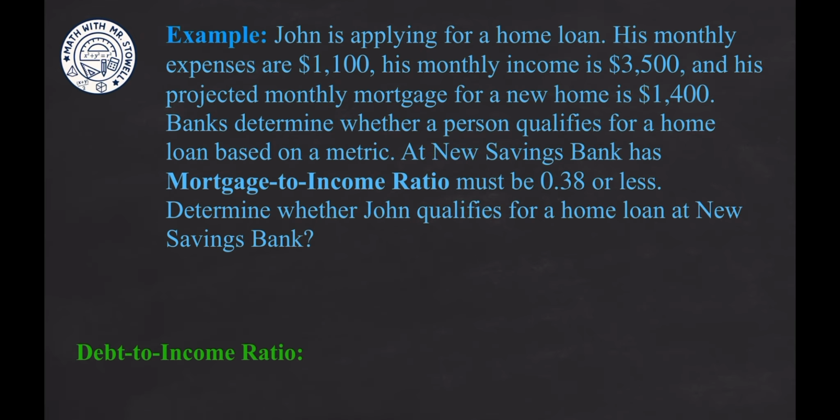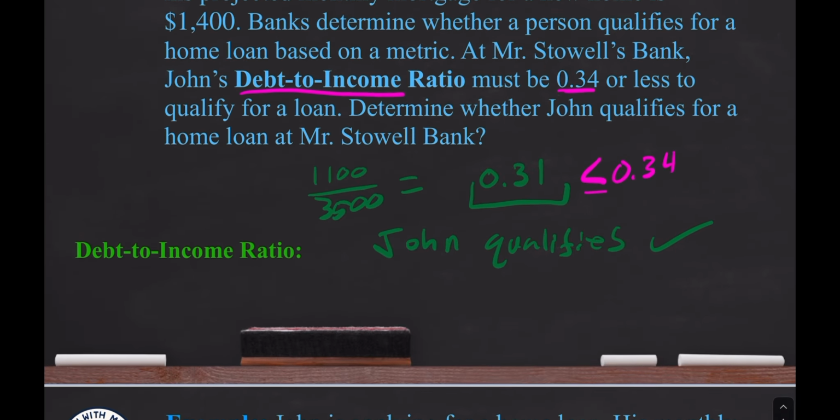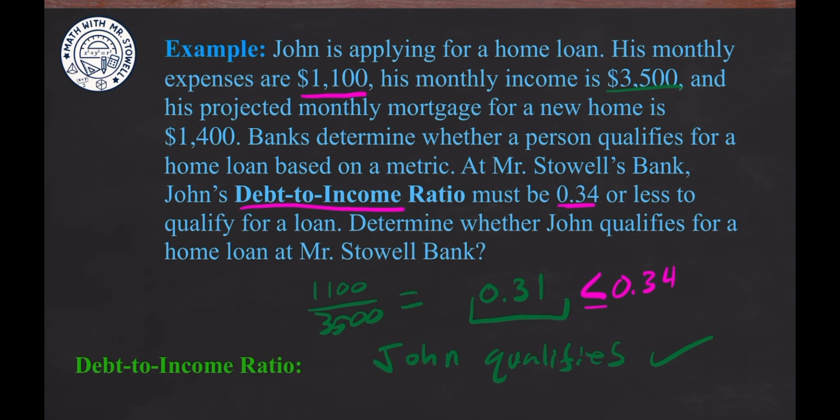At New Savings Bank, so a different bank, the mortgage to income ratio must be 0.38 or less. Determine whether John qualifies for a home loan at New Savings Bank. Okay, keyword, there is a difference. This one we're looking at mortgage to income ratio. The last one we were looking at debt to income ratio. The difference is the debt versus mortgage.